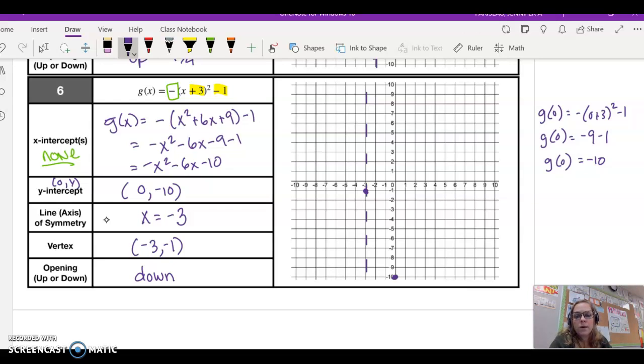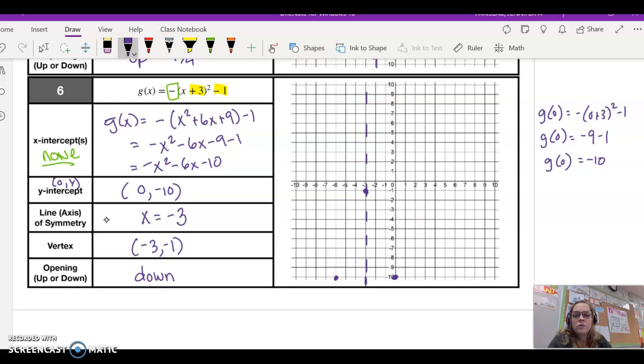Two options. One, we have our y-intercept. Use your axis of symmetry to help you out. Look at your axis of symmetry. How far away is the y-intercept? 1, 2, 3 places to the right. So again, it would reflect over that. So 1, 2, 3 places to the left. Now we can see that flow.